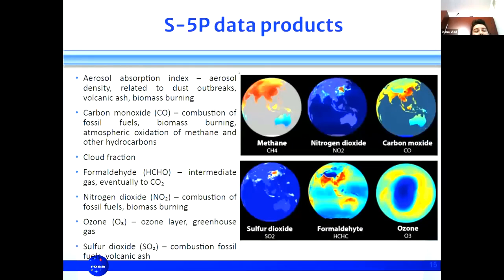As for the data products, it consists of aerosol absorption index, aerosol index related to dust outbreaks, volcanic ash, carbon monoxide, nitrogen dioxide, which we'll assess in our example for today, ozone, ozone layer, greenhouse gas, sulfur dioxide.